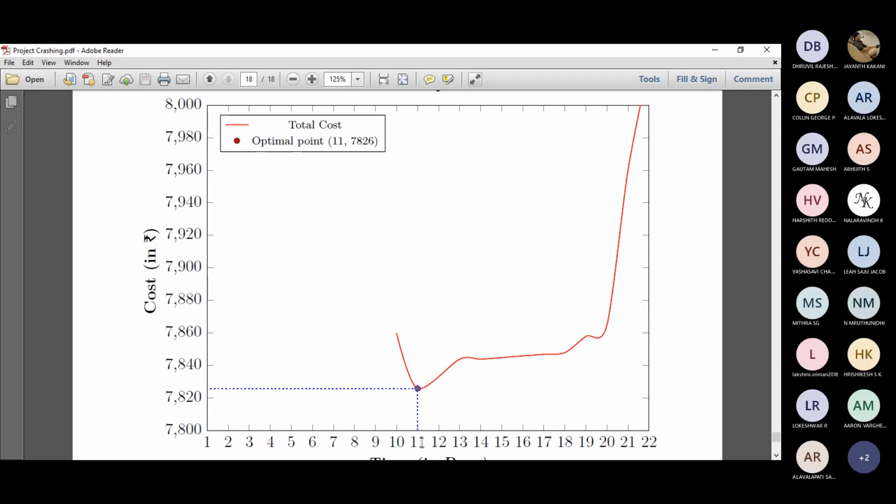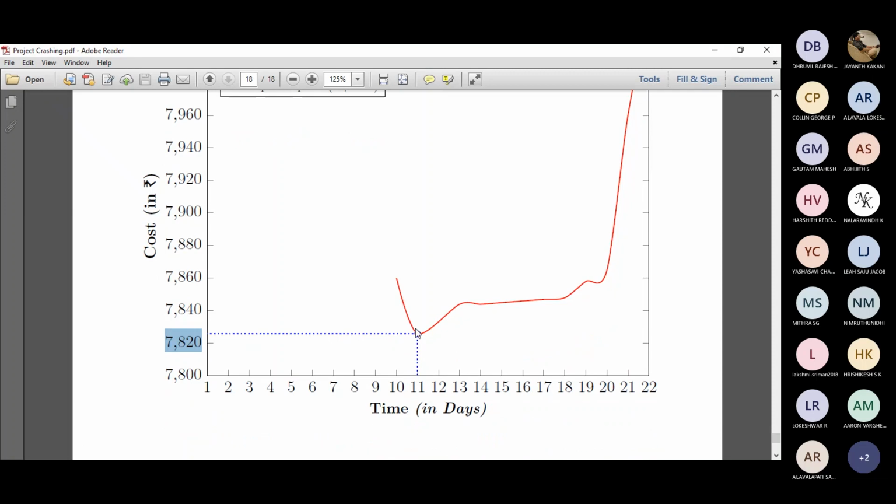So the time that corresponds to that is the optimal time, and the cost associated with this, I think it's 7826 or something like that. So that is the least cost. So you can complete this project in 11 duration with 7,820. So that's the optimal value. So we have found out the optimal time as well as the least cost, right?